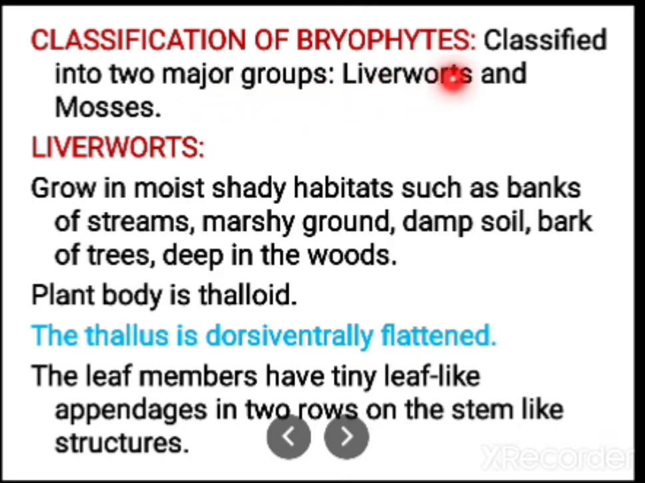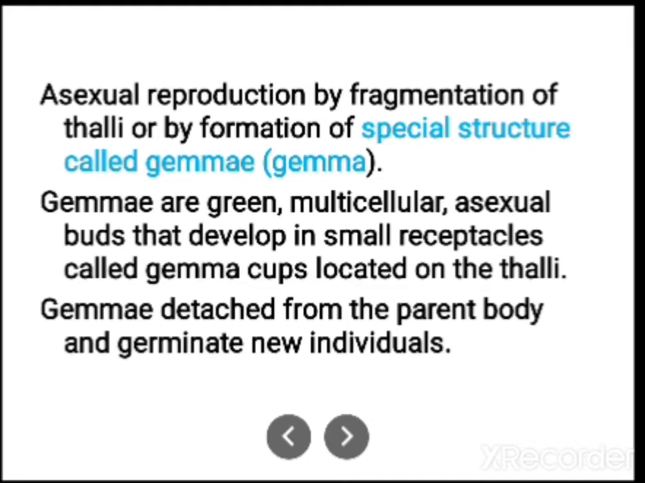So classification of bryophytes, it can be classified into liverworts and mosses. Both of them grow in shady places only. The liverworts grow in moist shady places such as banks of streams, marshy ground, damp soil, trees, and deep inside the woods you can observe. The plant body is thalloid, and the thallus is a dorsiventrally flattened structure. They have tiny leaf-like structures and stem-like structures also.